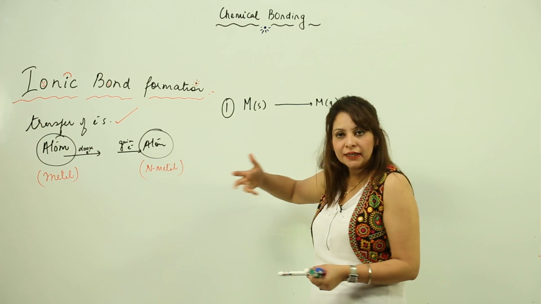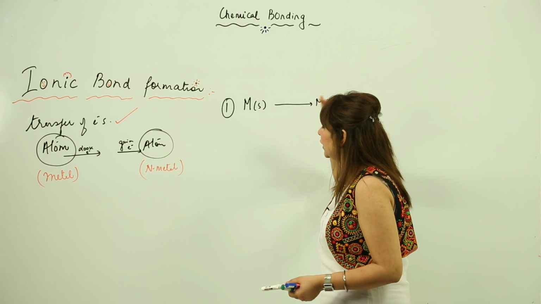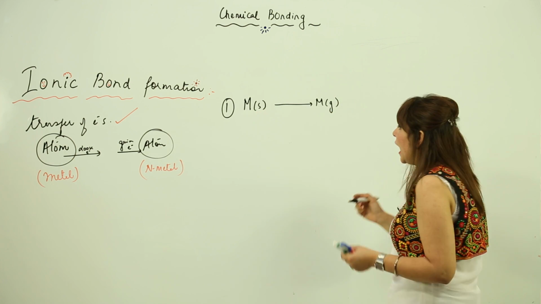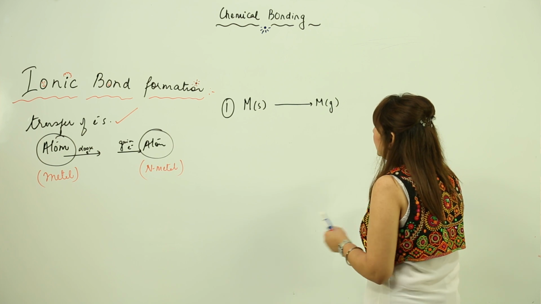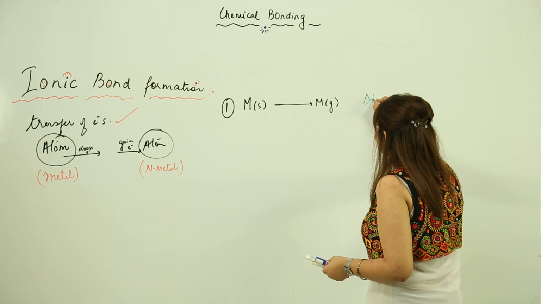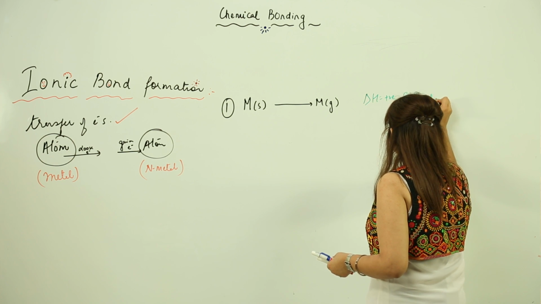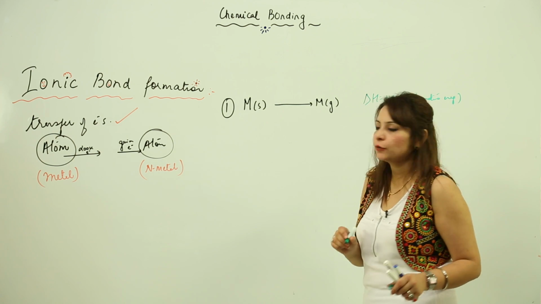Here it is going to lose an electron, so we have started with the metal. We are going to convert this metal from solid state into gaseous state, and this step requires energy, you know that. Let's say this step requires energy, delta H positive, and this energy is called the sublimation energy. So this is what is going to happen.